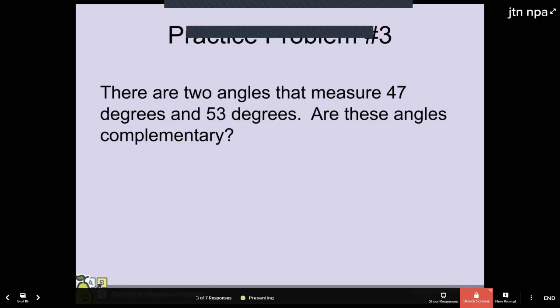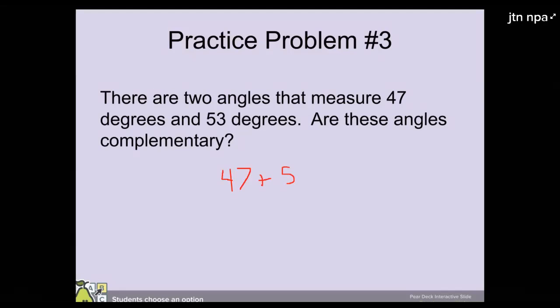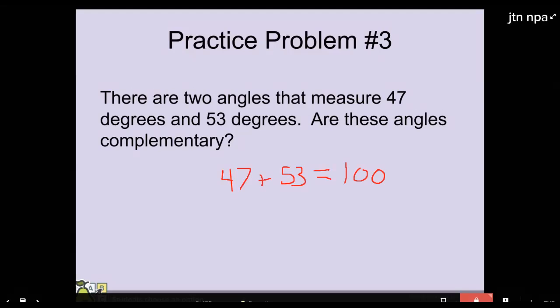For two angles to be complementary, they have to add up to 90 degrees. So here we have 47 and 53. When we add these two things up, we actually get 100 degrees. So these are not complementary. They kind of look like they could be, though. They look like about the right numbers. You see the 7 and the 3, you know it's going to even up to a 0. But no, they don't actually add to 90.